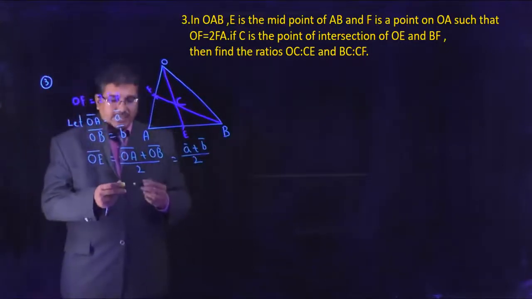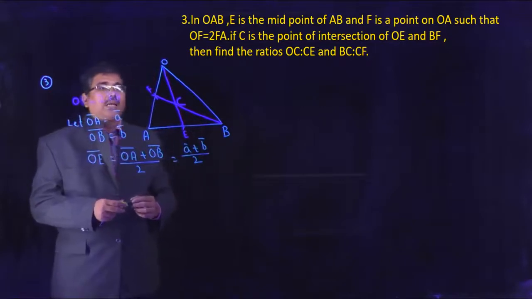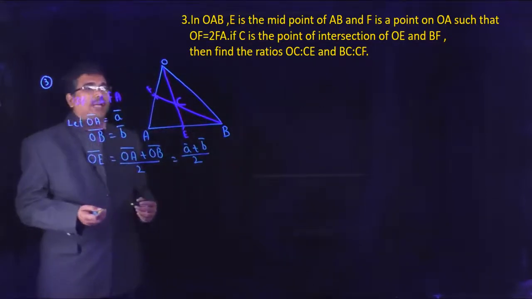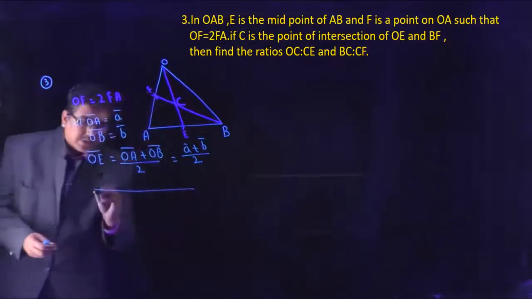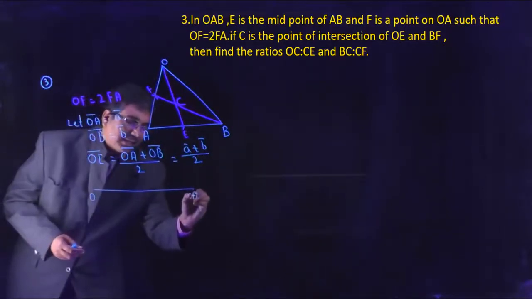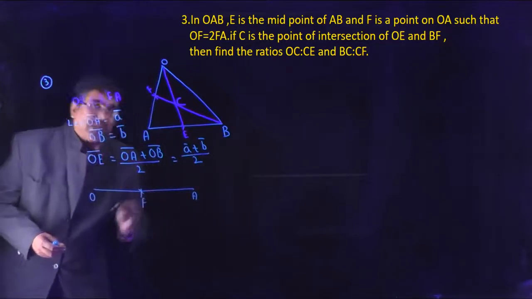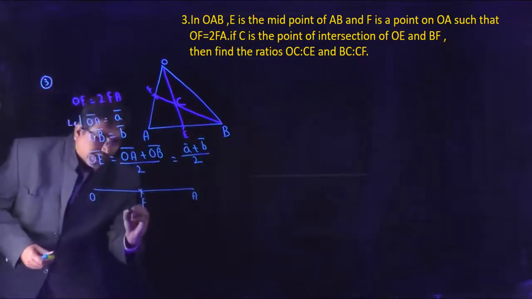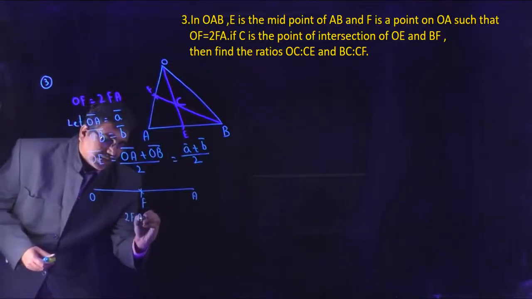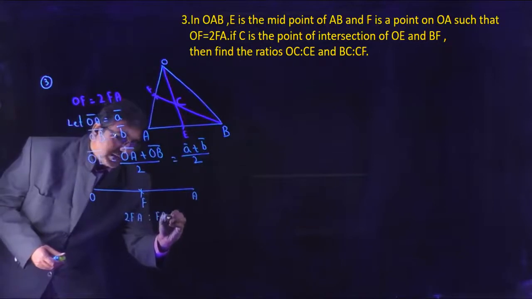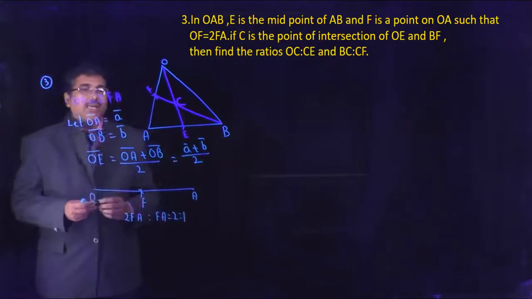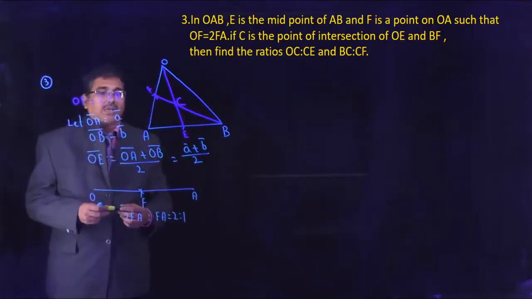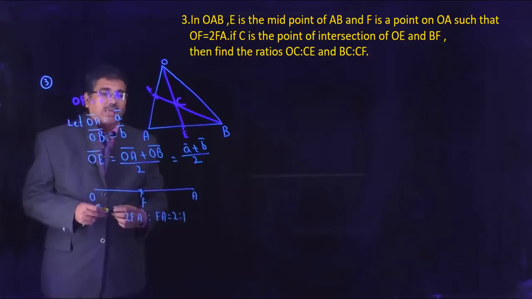And F is a point on OA such that OF is equal to 2 times FA. Suppose this is OA and F is a point on OA. OF is equal to 2 times FA, so OF is to FA is 2:1. F divides OA in the ratio 2:1.